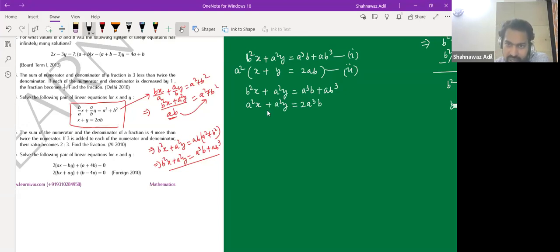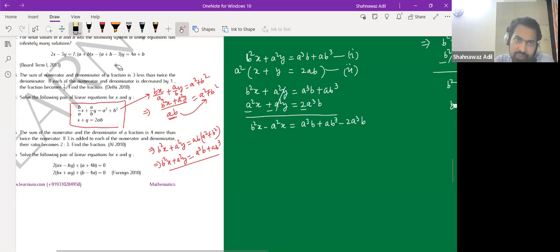Yes. So now this is cancelling. This is minus, this is minus, this is minus. So this is cancelling. And we have b square x minus a square x. And then what do we have in here? We have a cube b plus ab cube minus 2a cube b. So this is what? b square common, and then we have x common. So what we'll get here? b square minus a square. Right.